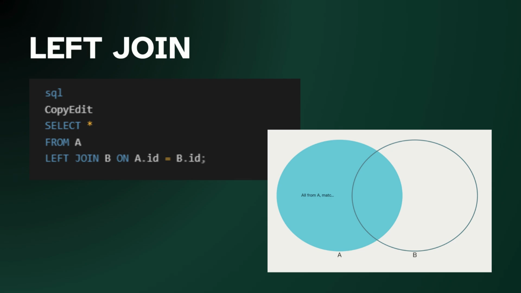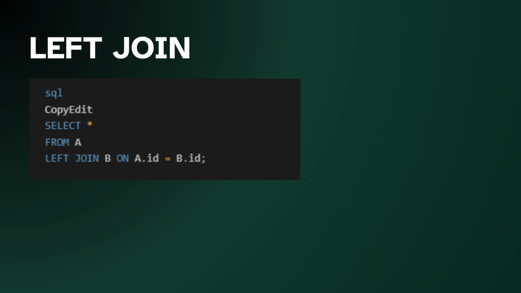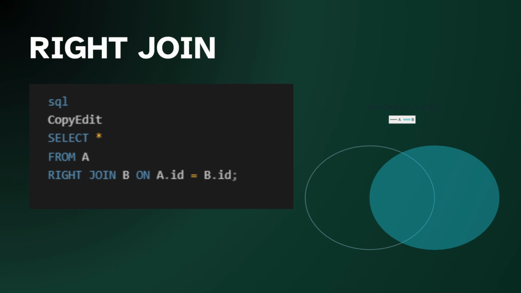Left join gives you all the rows from the left table and matched rows from the right. If no match, it fills it with nulls. Right join is the opposite. You get everything from the right table and match values from the left.